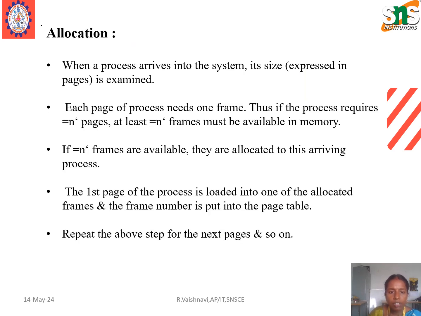Next one, allocation. When a process arrives into the system, its size, expressed in pages, is examined. Each page of the process needs one frame. Thus, if the process requires n pages, at least n frames must be available in memory. Next point, if n frames are available, they are allocated to the arriving process.